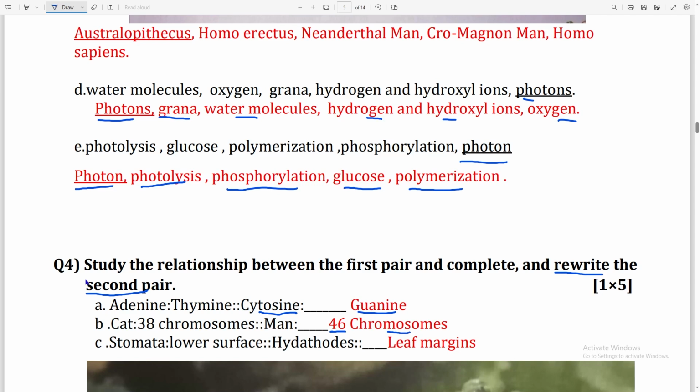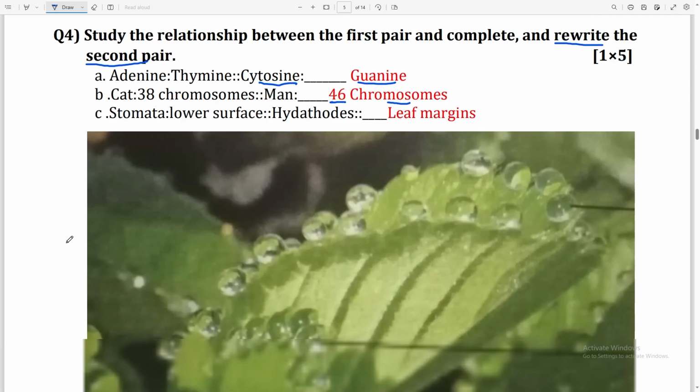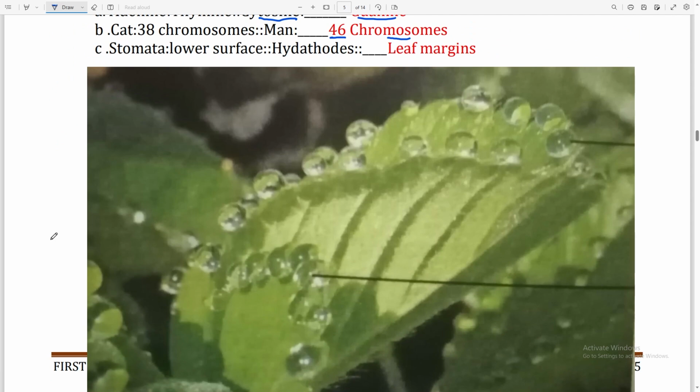Stomata, lower surface, hydathodes, dash. Stomata are located in the lower surface of the leaf, whereas hydathodes are located in the leaf margins. This is the structure of the leaf. These are the margins which contain the structures known as hydathodes. We can find the oozing of water droplets.